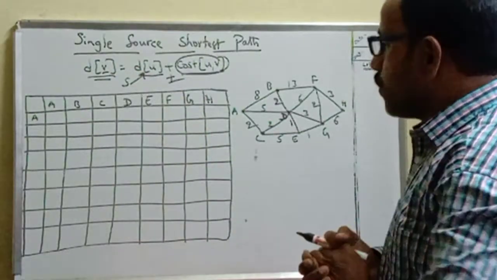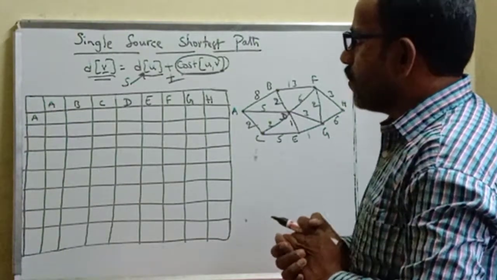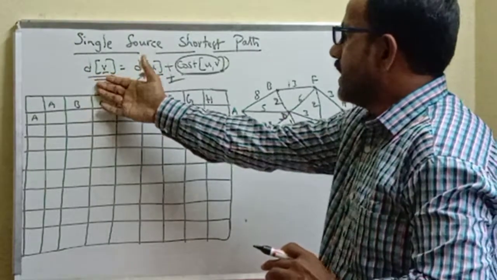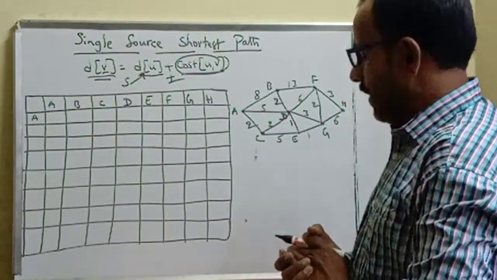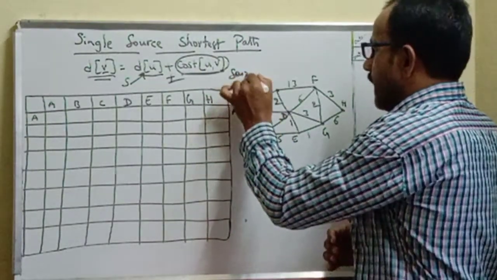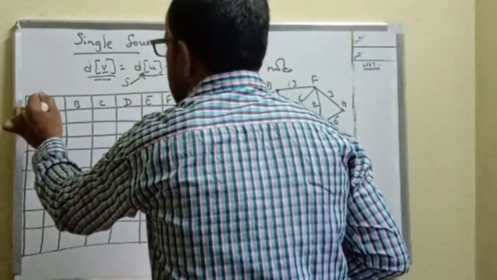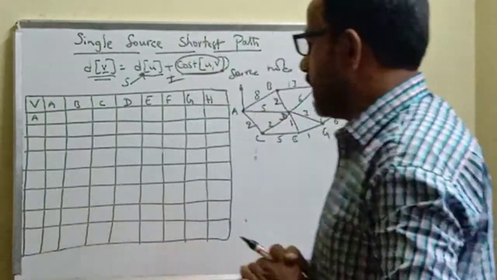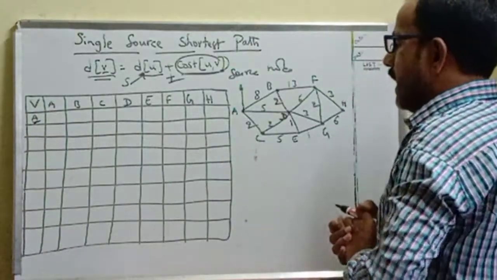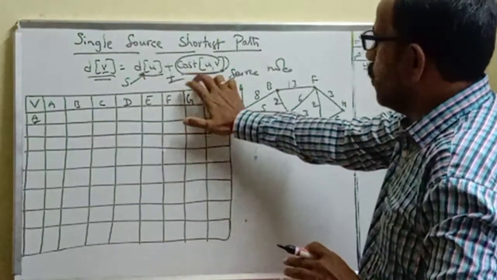So the equation used for calculating the shortest distance from the fixed source node to any other node is d of v equal to d of u plus cost of u comma v. Now in this particular graph I am taking A as the source node, so I am taking A as the initial node. These are the vertices, taken row wise and column wise. I start with A because A is the source node, and based on the required number of repetitions, I repeat the same equation with all the nodes.